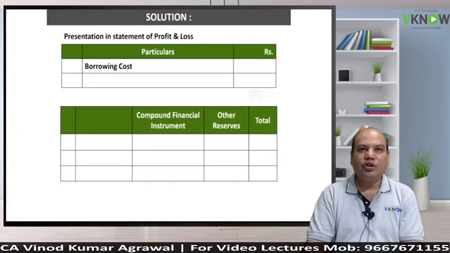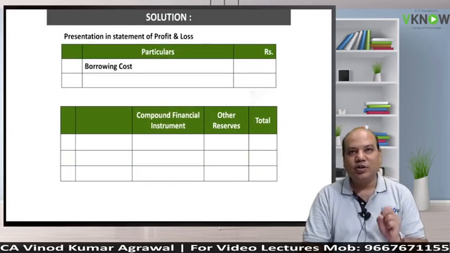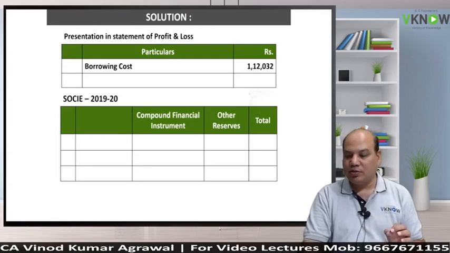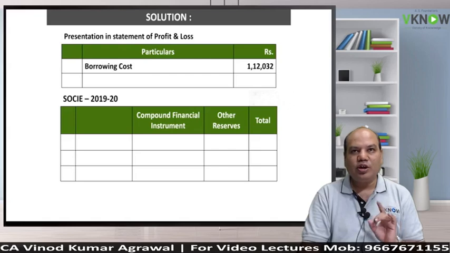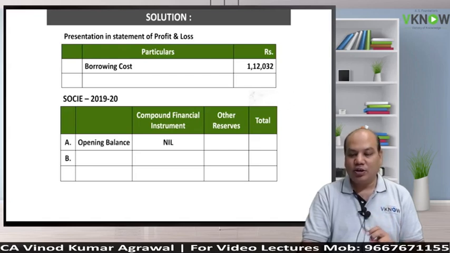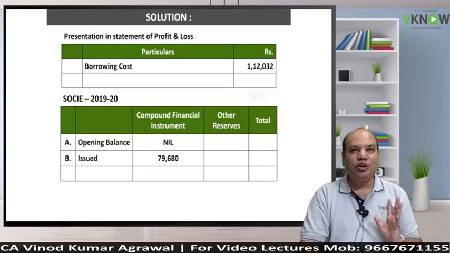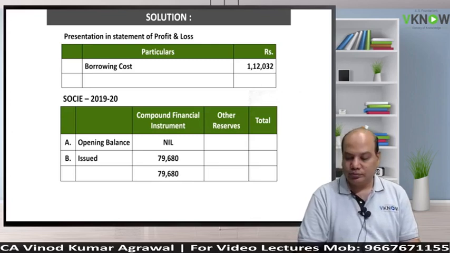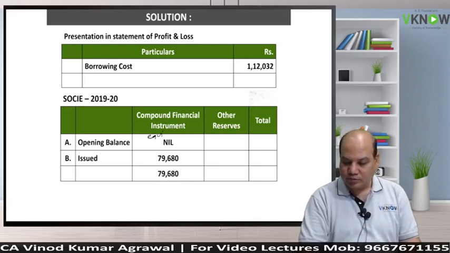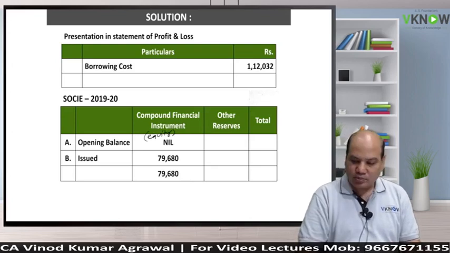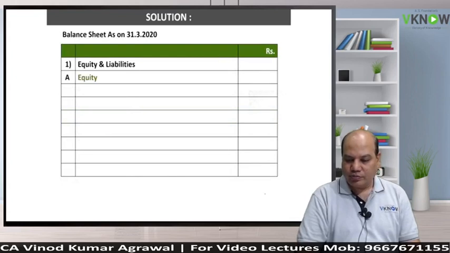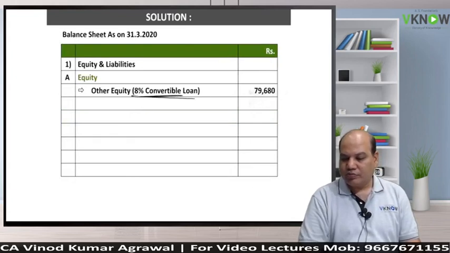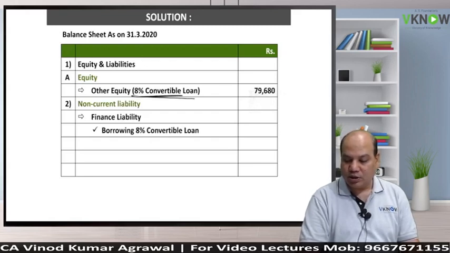And then the question is how this will be presented in the financial statement in the first year. In the first year, my borrowing cost will appear 1,12,032, not 96,000. And in my SOCIE, the equity component will appear under the head compound financial instrument 79,680, in brackets equity portion. And then the balance sheet: equity and liability, other equity, that same 79,680, and non-current liability, financial liability, borrowing 8% convertible loan.